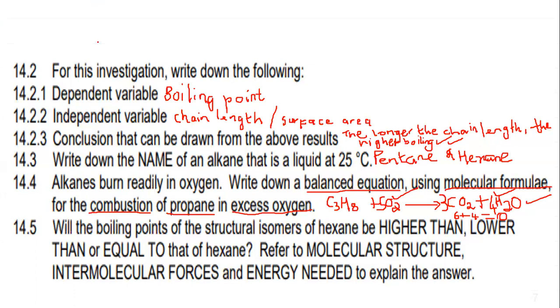And I know it's a bit tricky, especially in terms of the English, because now you know how the question is phrased, but it is correctly phrased. You just need to interpret it correctly. It wants to know, will the boiling point of the structural isomers of hexane be higher than or lower than? So you must tell them with reference to the structural isomer how the boiling point of the isomer is going to be, not how the boiling point of the hexane is going to be altogether.